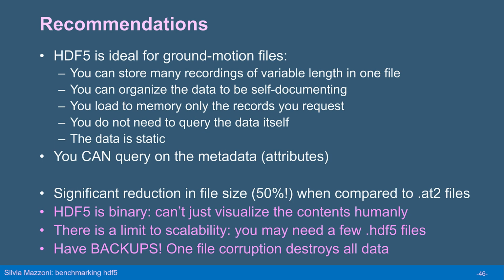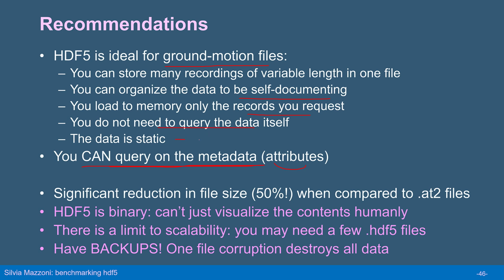My additional recommendations: HDF5 is ideal for ground motion files. You can store many recordings of variable length in one file. You can organize the data to be self-documenting, which is a wonderful thing with this type of data when you have different data sets. You load into memory only the records that you request. So oftentimes you only want maybe 10, 11, 50 records, and so you're loading into memory only what you need for processing. And you do not need to query the data itself, even though you can filter it. You can query on the metadata, which is called attributes.